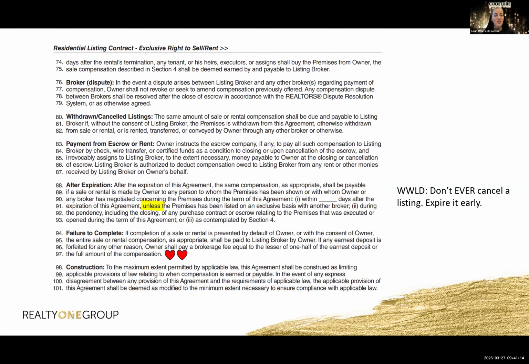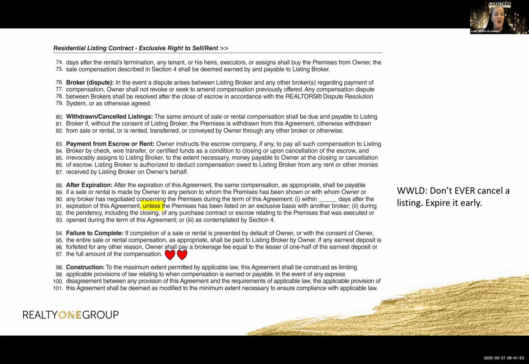Okay, let's go to after expiration. So after the expiration of this agreement, the same compensation as appropriate shall be payable if a sale or rental is made by owner to any person to whom the premises has been shown or with whom owner or any broker has negotiated concerning the premises during the term of this agreement, with the caveats, within however many days after the expiration of this agreement, unless the premises has been listed on an exclusive basis with another broker, during the pendency, including the closing of any purchase contract or escrow relating to the premises that was executed or opened during the term of this agreement, or as contemplated by Section 4.